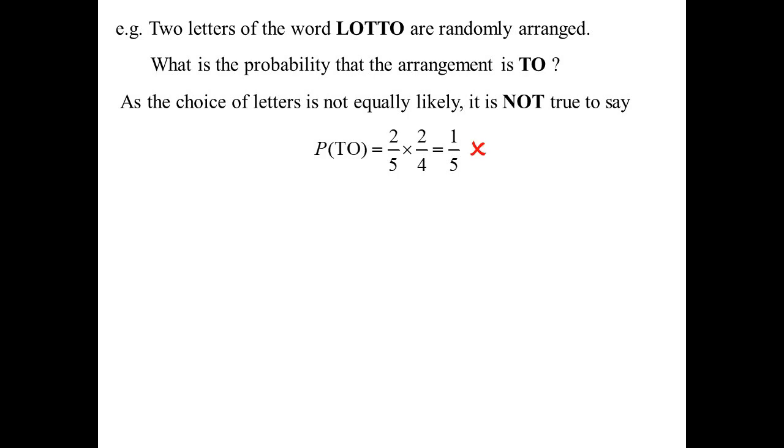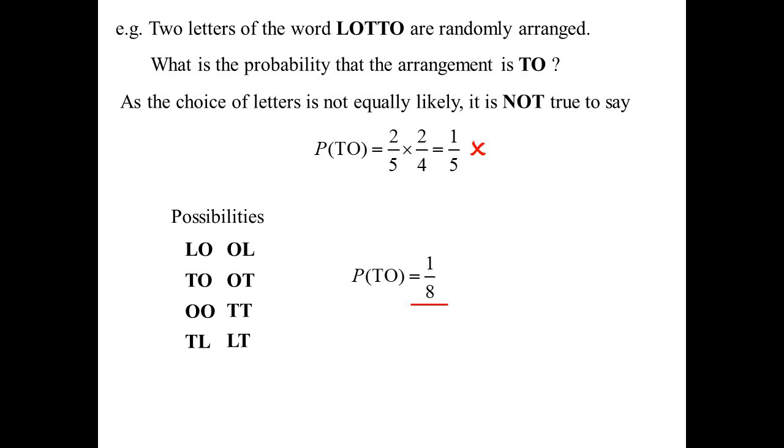Well, no, that actually is incorrect, because there's all your possibilities. I could have LO, TO, OO, TL, LT, TT, OT, OL. So looking at that, we'd say the probability is 1 in 8, not 1 in 5. So sometimes it's not as straightforward as we originally think.